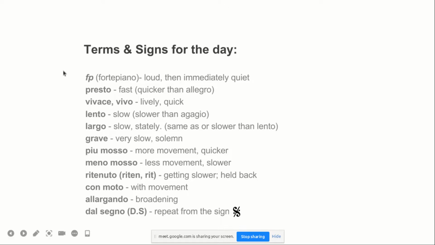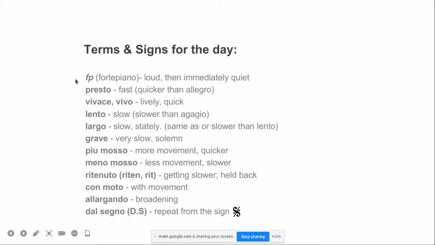And we have the first one as a dynamic. It's FP. FP is forte piano. You all know that forte is loud, piano is quiet. So this forte piano means loud, then immediately quiet. Loud, then immediately quiet. So that's the meaning. Like loud, quiet on the same note.